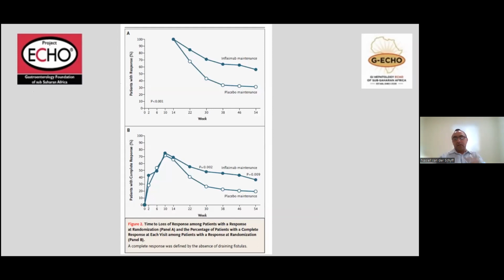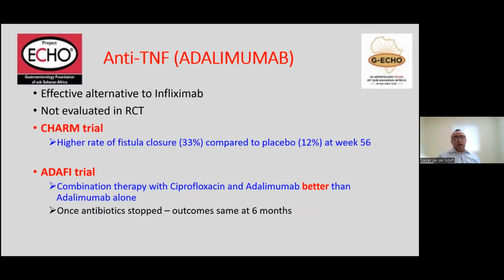The follow-up maintenance study that I'm showing here, from the NEJM in 2004, showed that certainly 5 milligrams per kilogram used every 8 weeks is beneficial. More recently, especially for patients in whom we cannot use infliximab, adalimumab is an alternative. There's still no randomized control trial to evaluate adalimumab. The CHOM trial was a regional trial that demonstrated a higher rate of fistula closure with adalimumab, 33% compared to placebo at week 56.